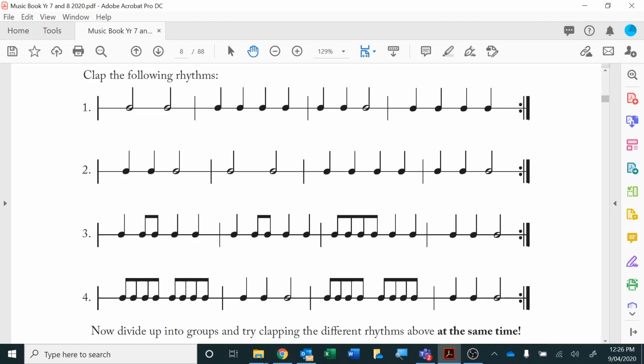Did you get disturbed by the repeat, or did you miss the repeat? Well, make sure you do it next time. Here's number 2. See if you can match mine with this one. 1, 2, 3, 4.